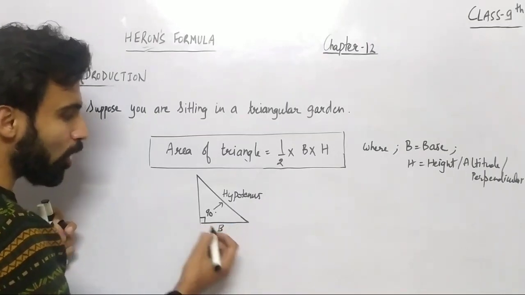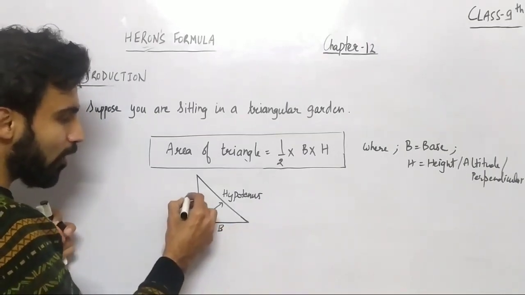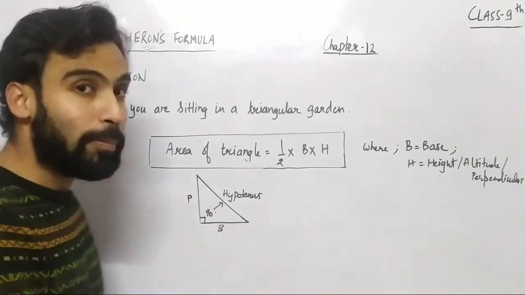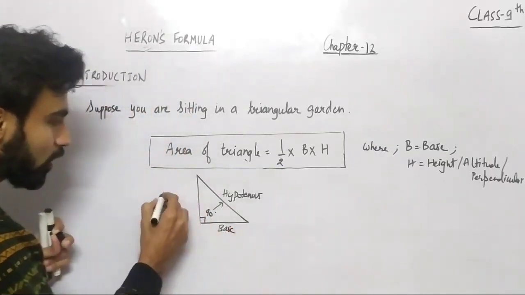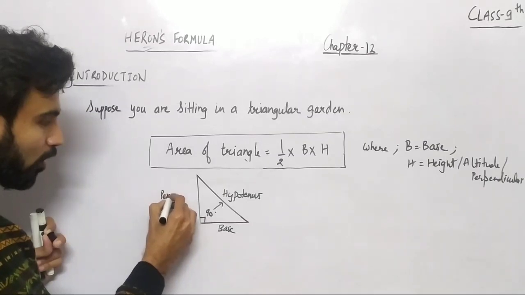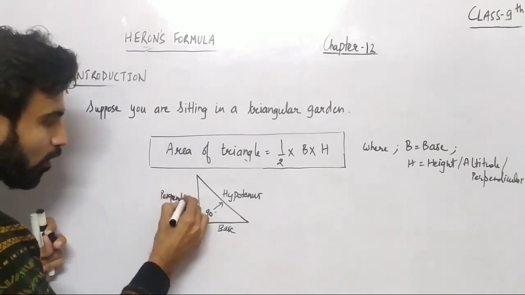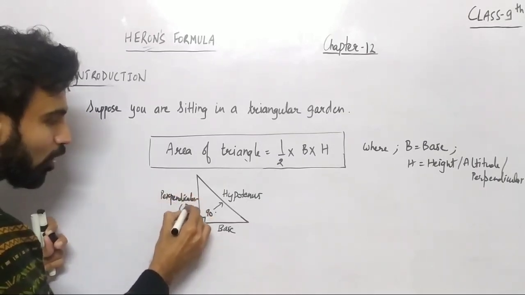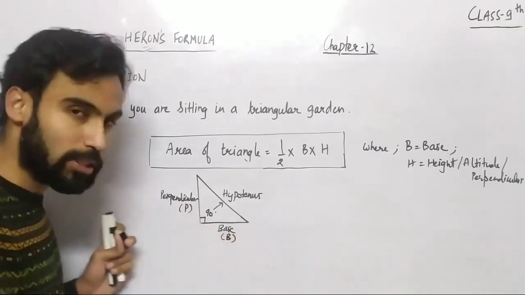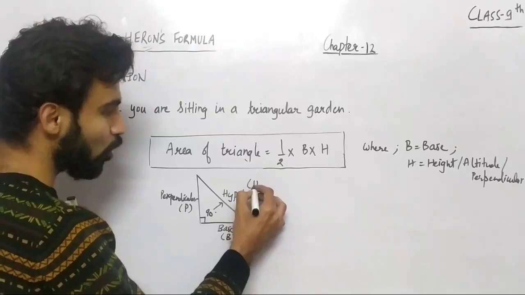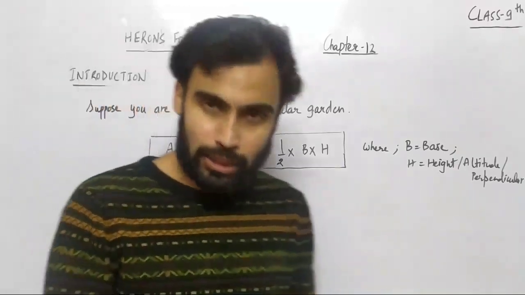So from these we can take any one as the base, and the other one is perpendicular, right? So let me just write down base here and this, you can see, as perpendicular. So perpendicular in short form is written as P, base in short form is written as B, and hypotenuse in short form is written as H, right?